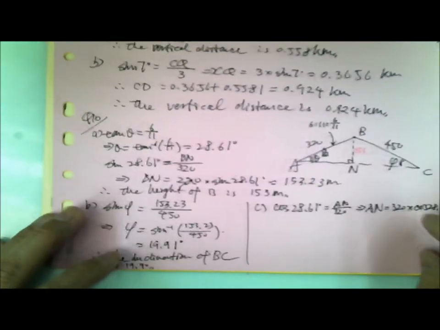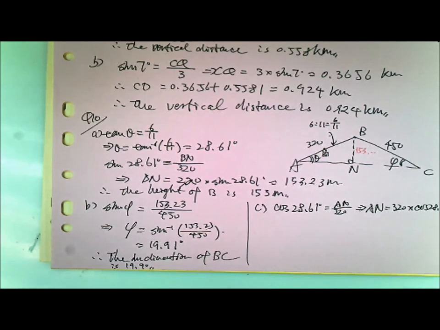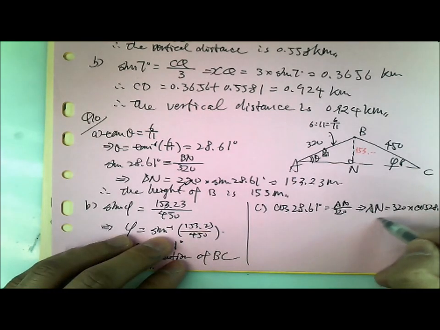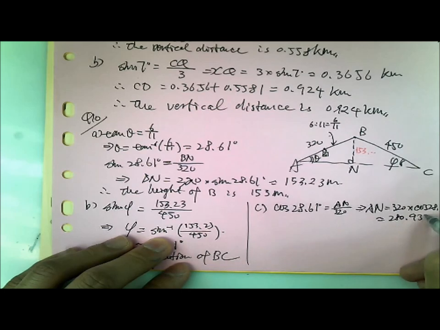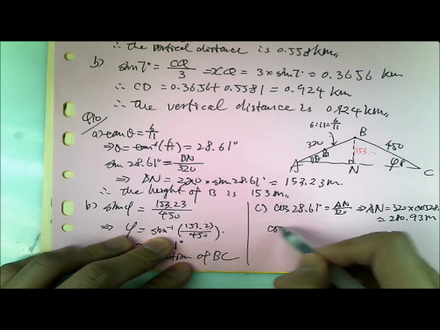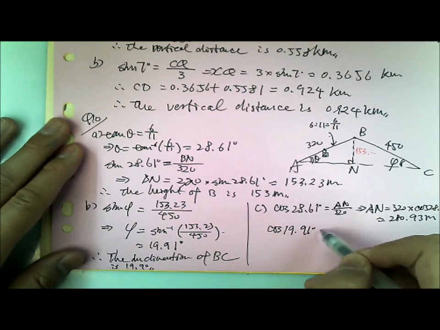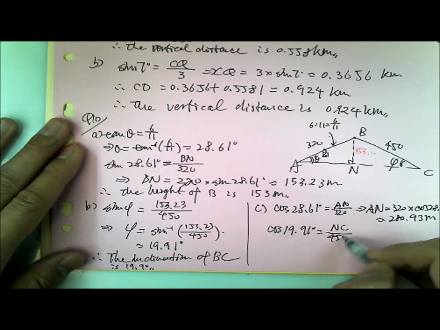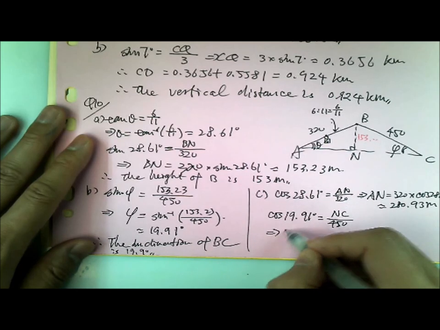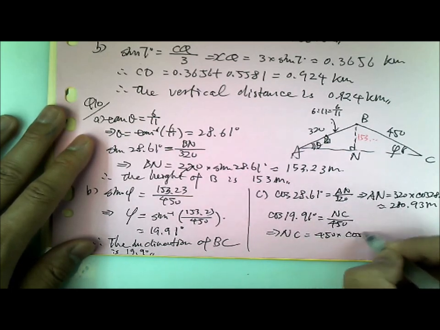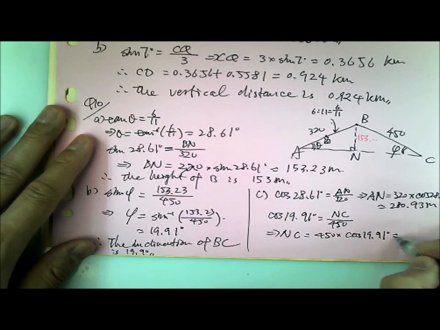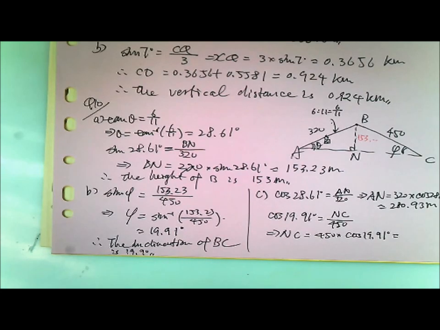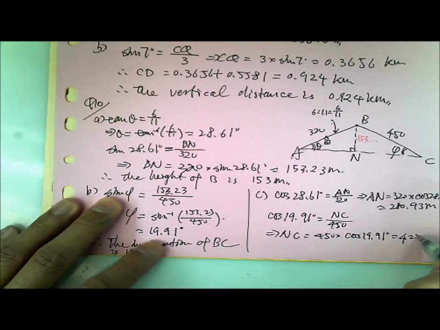Okay, so you can use your calculator. So it would be 218.93 m something, and then here you use cosine again. The phi angle you calculate 19.91 degrees equal to NC divided by 450, right? Then you can calculate NC equal to 450 times cosine 19.91 degrees, okay? So go to your calculator. So it would be 423 point something.